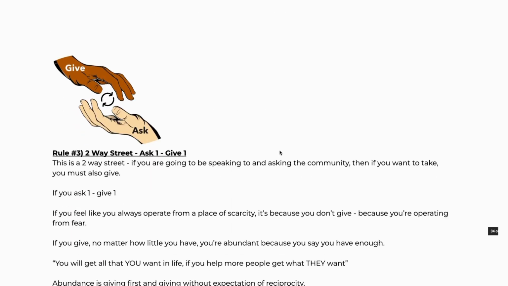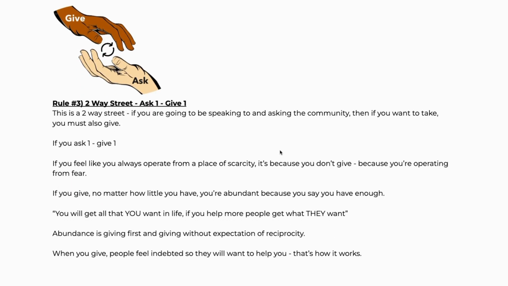And then rule number 3 is two-way street, ask one, give one. And so if you ask from an empowered state, remember, very important, if you ask, you want to go over to somebody else and give your 2 cents on that as well. Because remember, we are a community and the power is in the community. And so when you give, you will get more in return. That is how abundance actually works, okay?